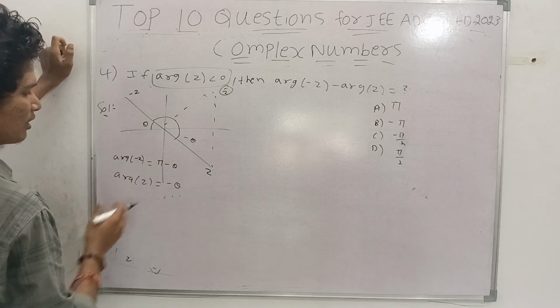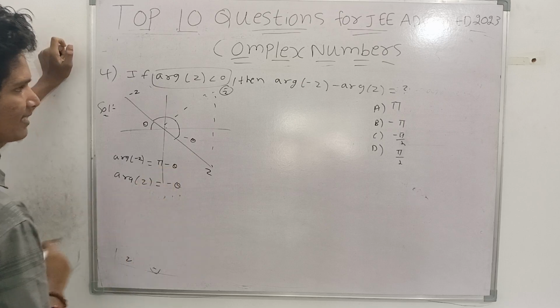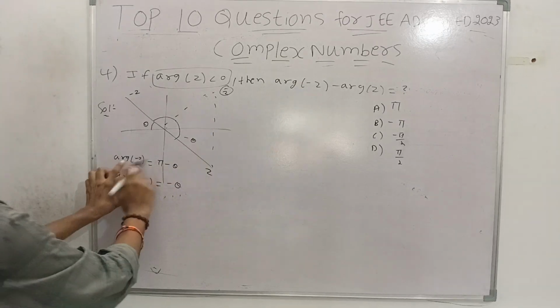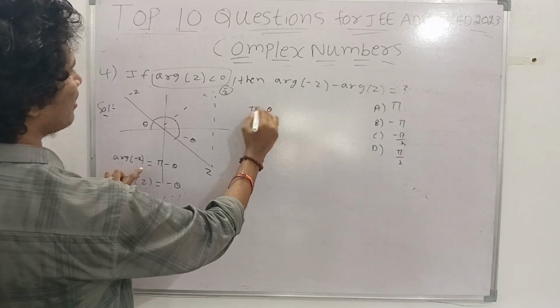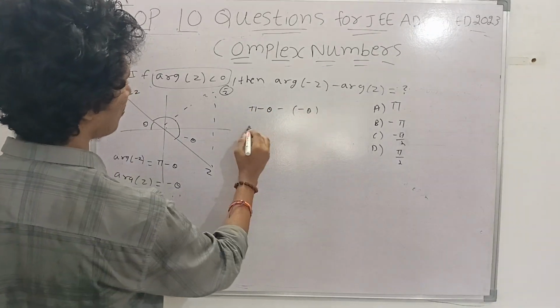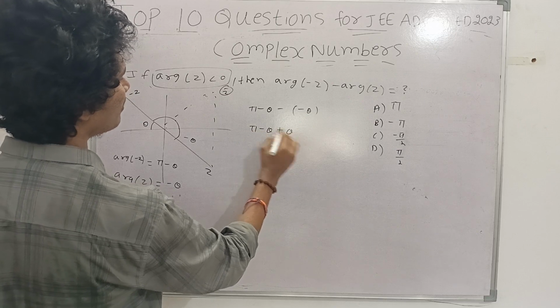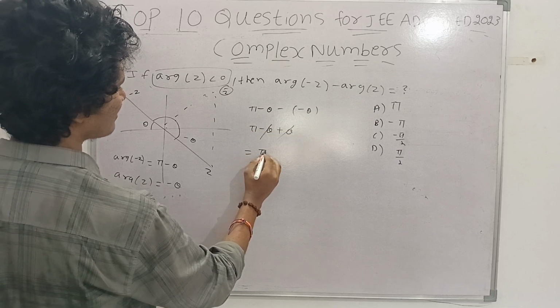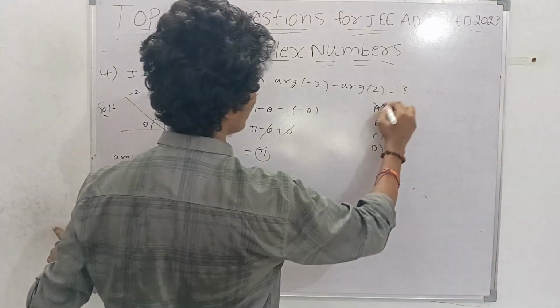Argument of z equals minus theta. They are asking the argument of minus z. What is the argument of minus z? It is pi minus theta. And what is the argument of z? The argument of z is minus theta. So pi minus theta plus theta. Minus theta plus theta cancels. The answer is pi. So option A is correct.